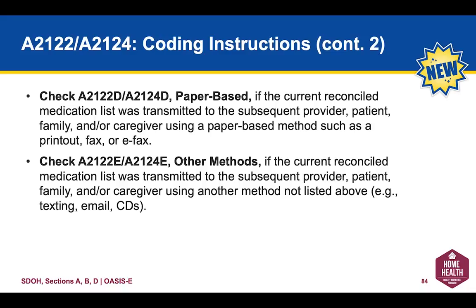Finally, if the reconciled medication list was transmitted to the subsequent provider, patient, family, and/or caregiver using a paper-based method like a printout, fax, or electronic fax, the assessor would check A2122, A2124D, paper-based. And if this information was transmitted via other methods not listed here, the assessor would check A2122, A2124E, other methods. Examples of other methods would be via text, email, or a CD.